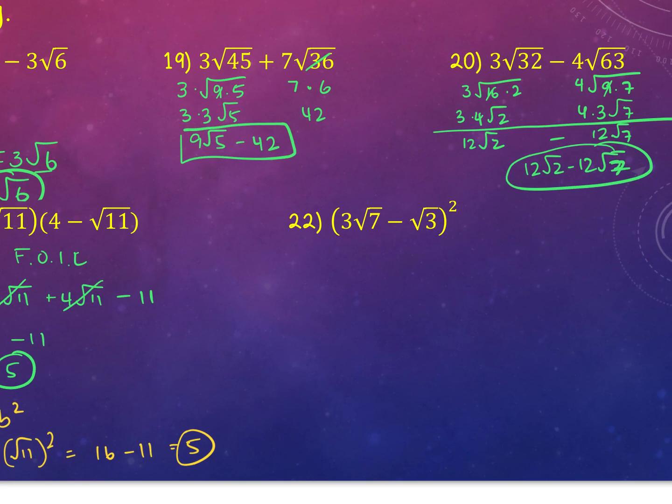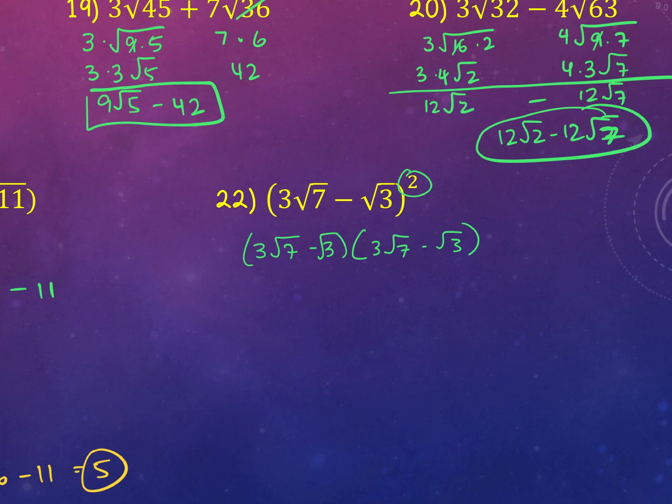Now this is not exactly the same thing, because notice that this is 3 radical 7 minus square root of 3. So it's times itself twice. It's the same thing, the whole thing, times itself. So now I have to FOIL this, because again, it's a binomial times a binomial. So I'm going to do first times first. 3 times 3 is 9, and square root of 7 times square root of 7 is just 7. So it's going to be 63.